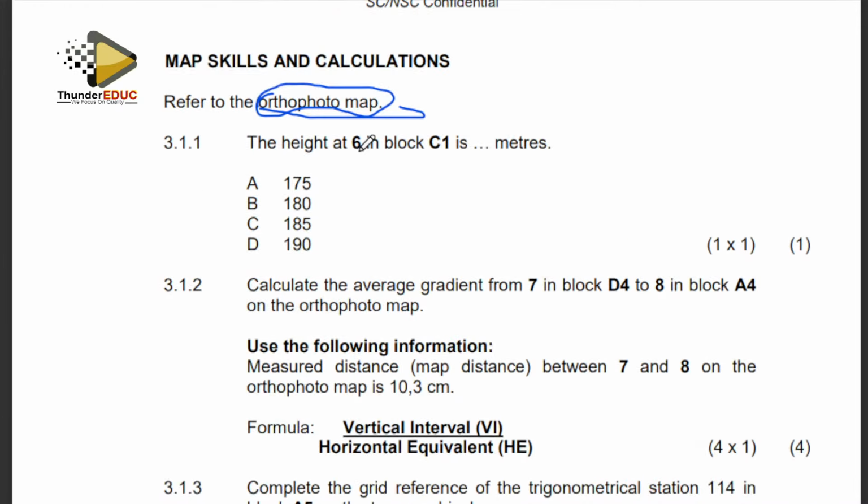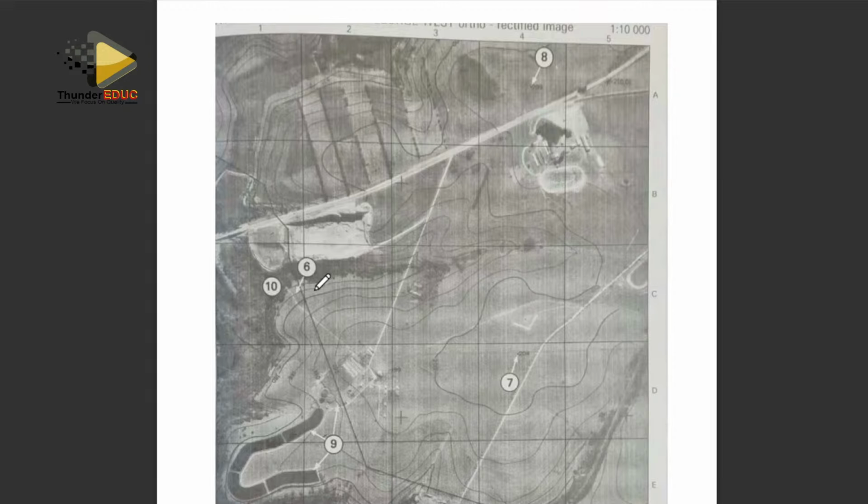They say the height at 6 in block C1 is dash in meters. 6. We go to the map. 6 is here. 6 is pointing exactly at this contour line here. You see this contour line that is passing. But let us now, first of all, identify these contour lines that are there.